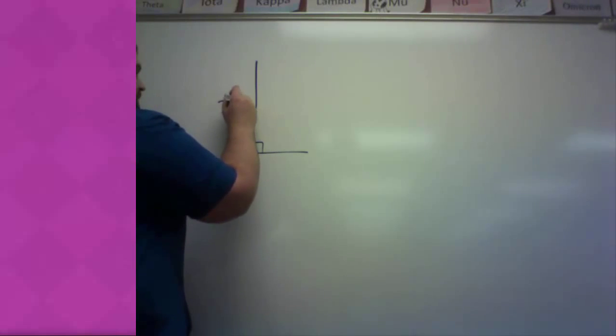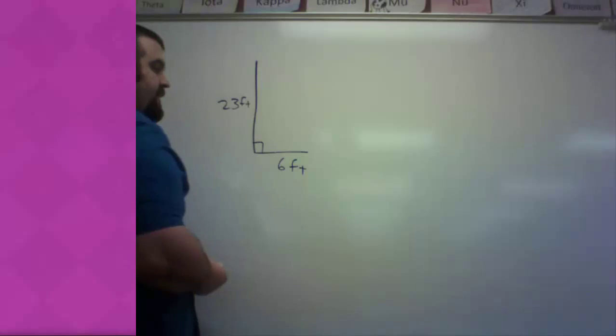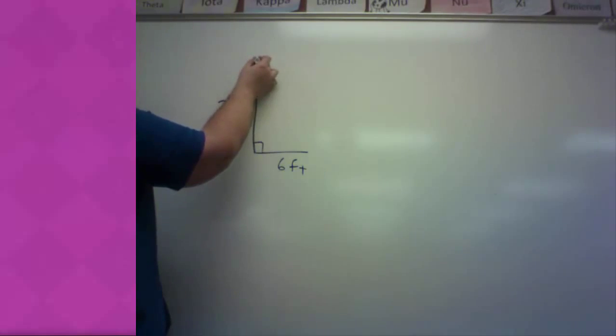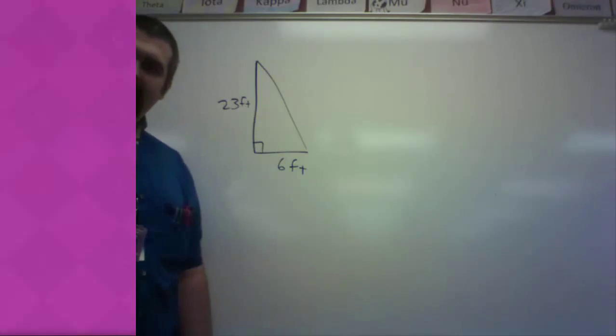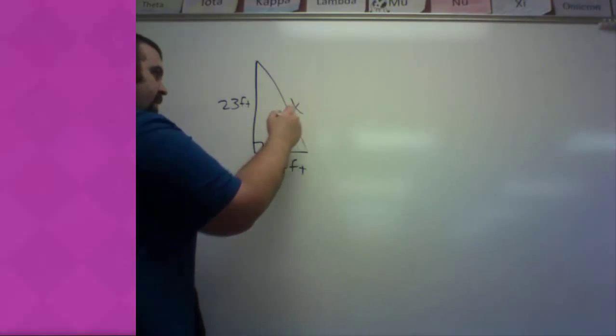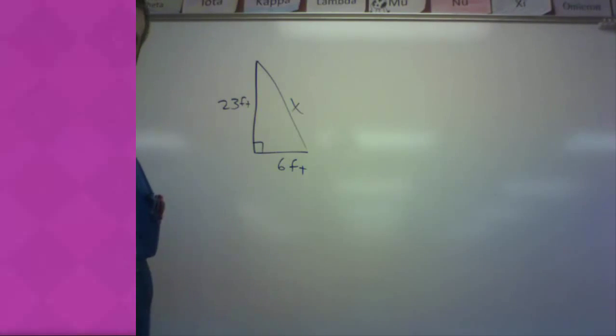If it's 23 feet tall, I write 23 feet. If it's 6 feet from the wall, I write 6 feet. It's a ladder leaning against the two. I connect it, and I've got a right triangle, and I'm looking for this. I could have asked, what's the length of the hypotenuse of this right triangle? But instead, we're applying it to real life. We have to be able to draw the triangle, set it up, and solve.